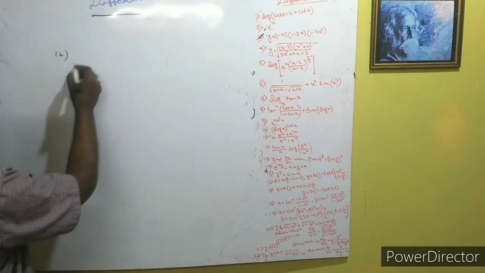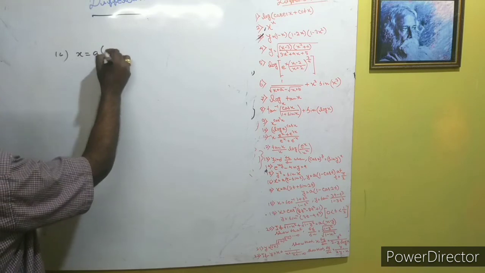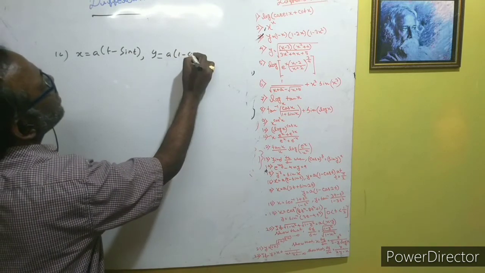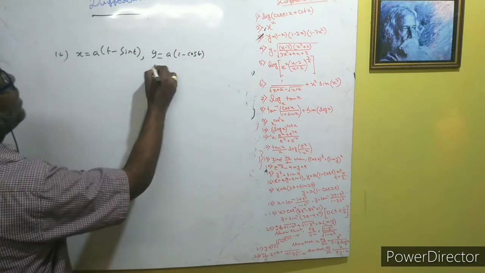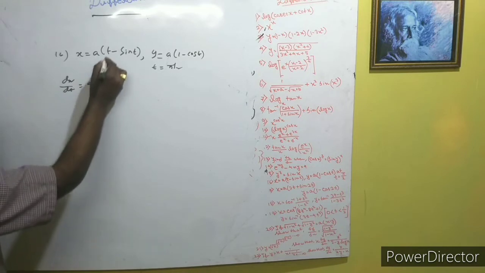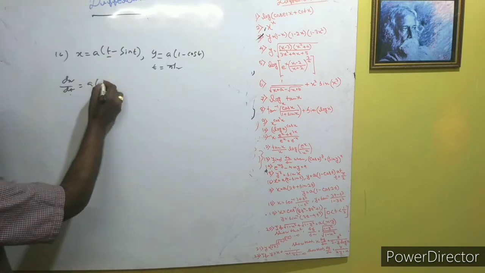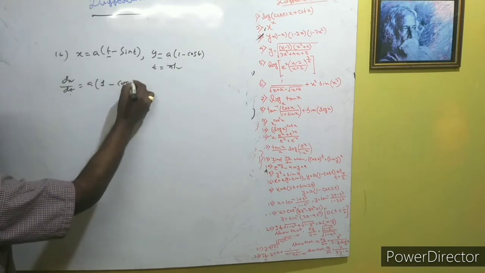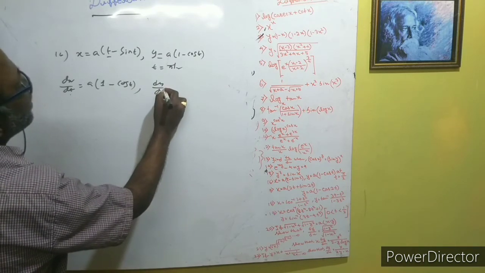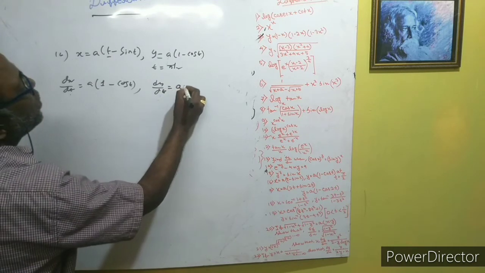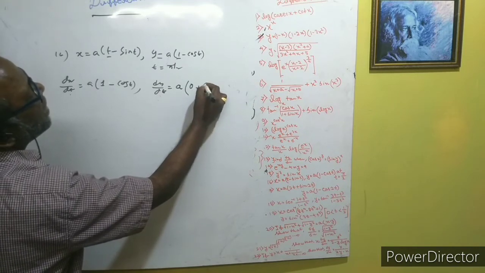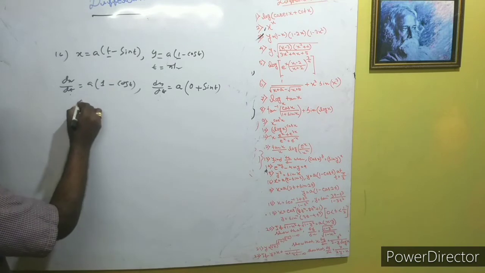Okay, question 16, here x is equal to a into t minus sin t, and again y is equal to a into 1 minus cos t, at t is equal to pi by 2. Now differentiate for dx/dt. You can write, differentiate with respect to t, like x. So this is 1, and the derivative of sin t is cos t. And also dy/dt, with respect to t, as the function is subject to t. So a is a constant, the derivative of a constant is 0 here. So this is cos t, so you can write plus sin t.